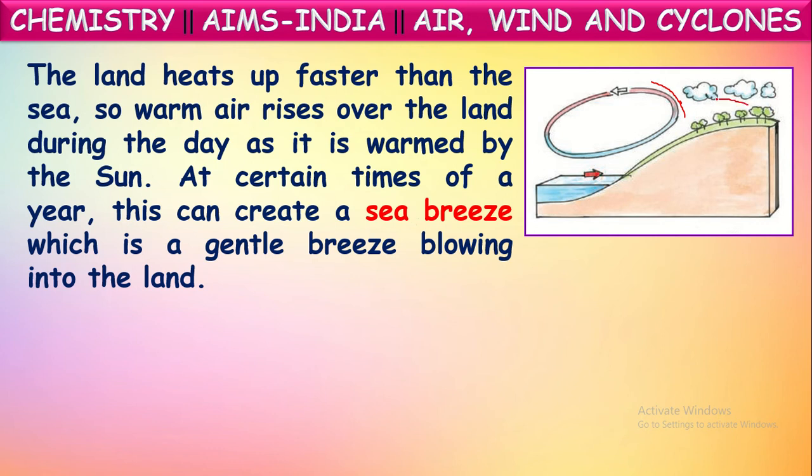What happens now? This warm air rises up, and here a low pressure area is created. But on the sea, the air is still cool. So here the pressure is greater than in this area. We know air moves from high pressure areas to low pressure areas in this direction. These breezes are called sea breezes because these winds are moving from the cooler sea area to the hotter land area. So as these winds are coming from the sea, they are called sea breezes.